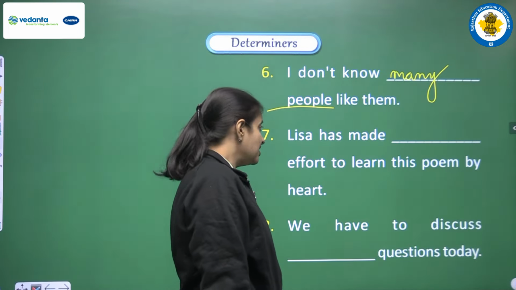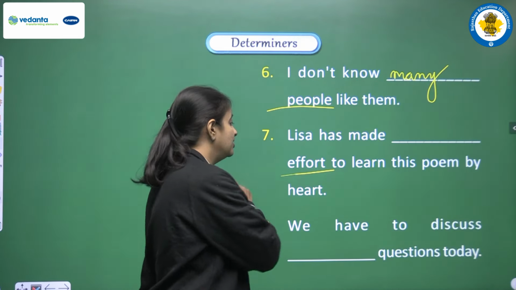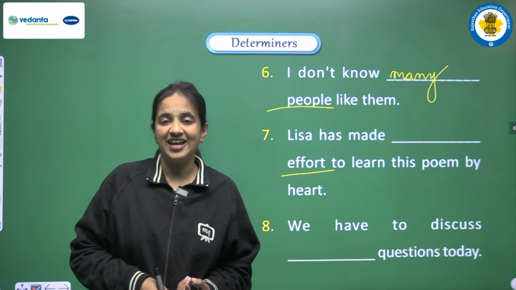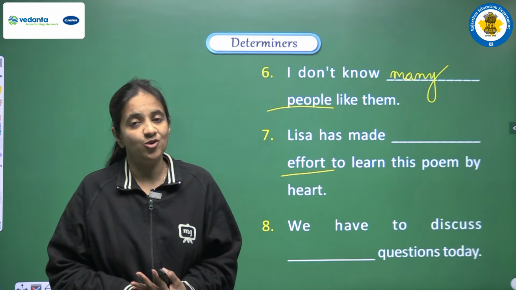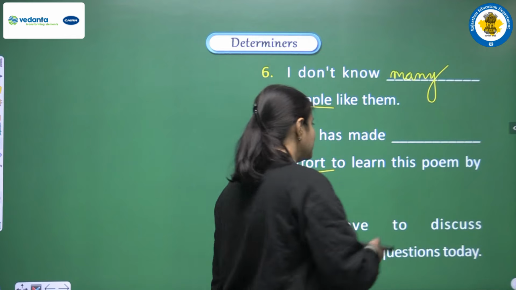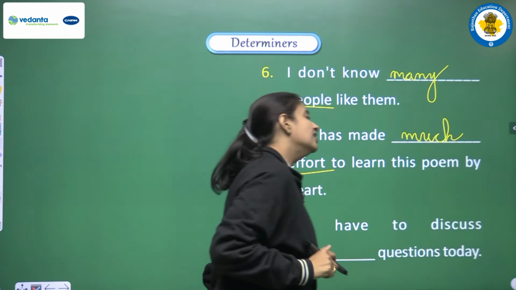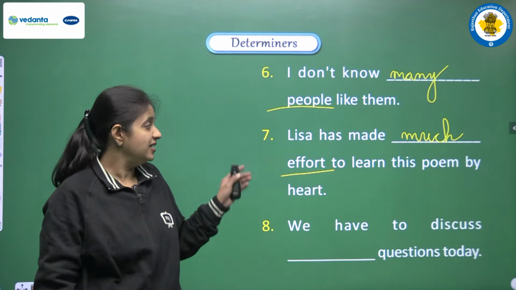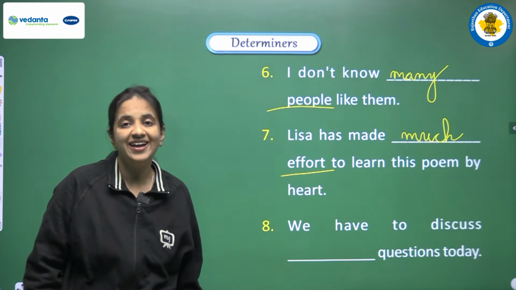Next is Lisa has made effort to learn this poem by heart. So here we are having effort as a noun, and we all know that effort is an uncountable noun. We cannot count effort, right? And this is the reason here in this blank our answer will be much. And the complete sentence will be Lisa has made much effort to learn this poem by heart.